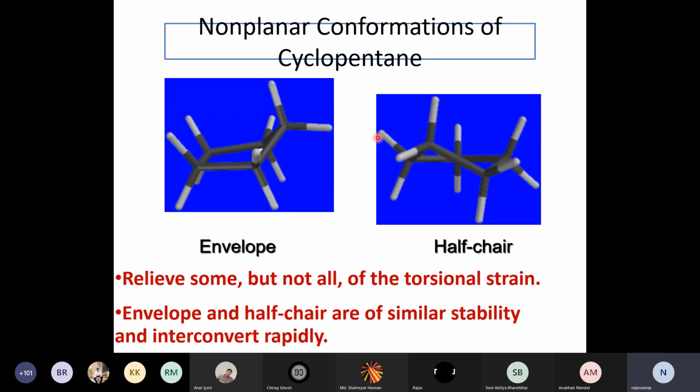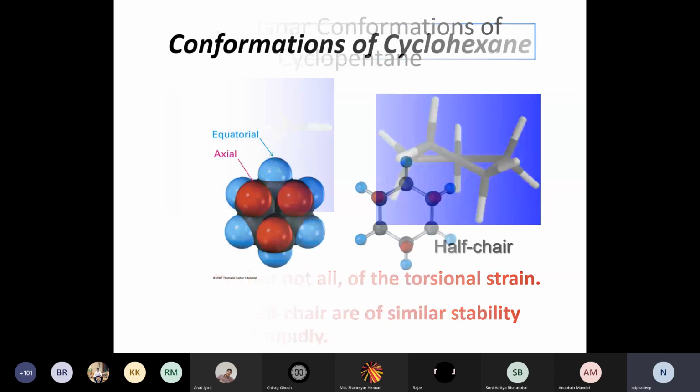So whenever people ask about cyclopentane, please don't say only envelope. Envelope and half chair both are there in cyclopentane, and their stability and energy, if you compare, are almost the same. They interconvert very rapidly. So cyclopentane exists in both envelope as well as half chair form, and both these forms interconvert very rapidly because of the same energy or similar stability. Okay, this is about cyclopentane.